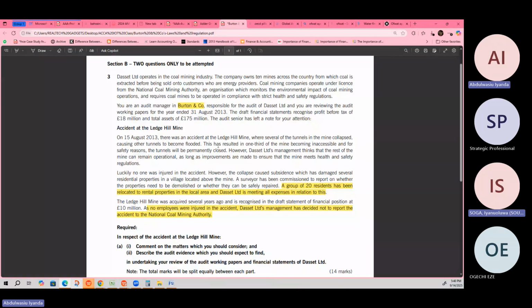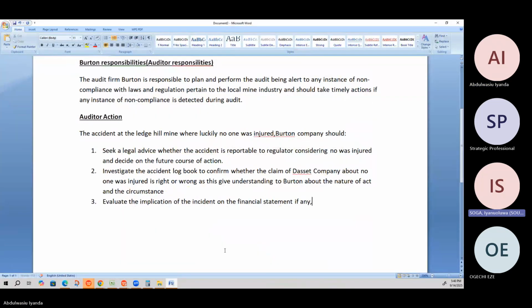But there's one part. They say this resulted in one third of the mine becoming inaccessible, and for safety reasons the tunnel is permanently closed. So if something like this occurs, they need to conduct an impairment test. So IAS 36 impairment, and then IAS 16 property, plant and equipment. Even IAS 37 can come in.